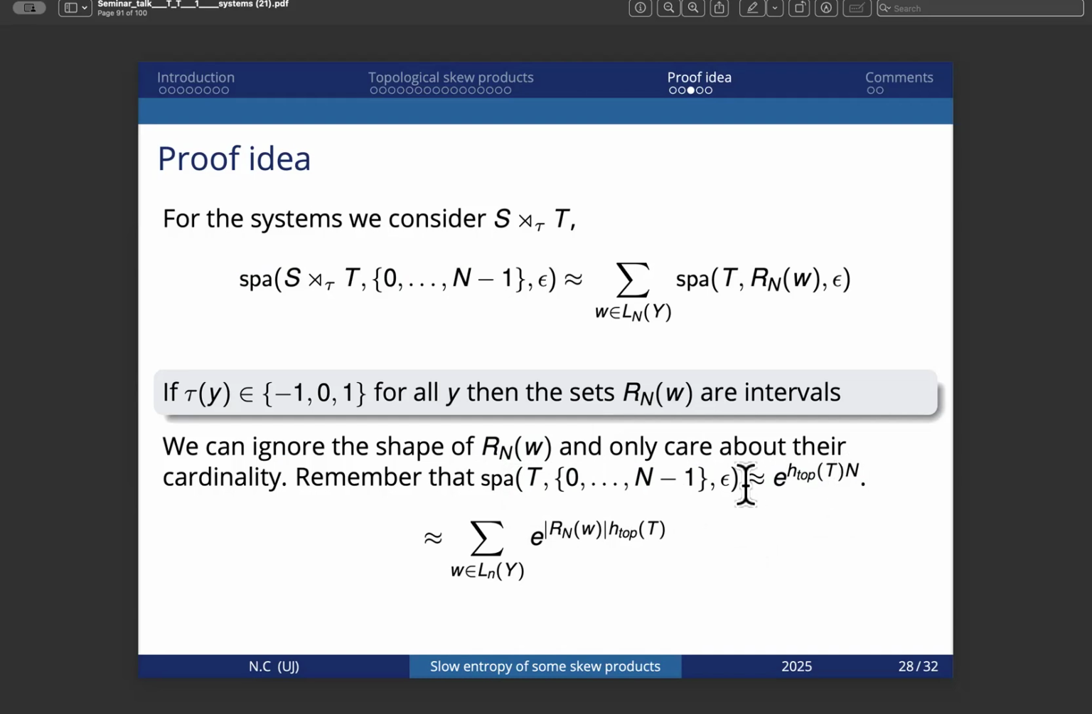So we can plug this estimate here, and we obtain that the relevant quantity is approximately the sum over the words in the language of length n of the exponential of the cardinality of the range times the entropy of the fiber.